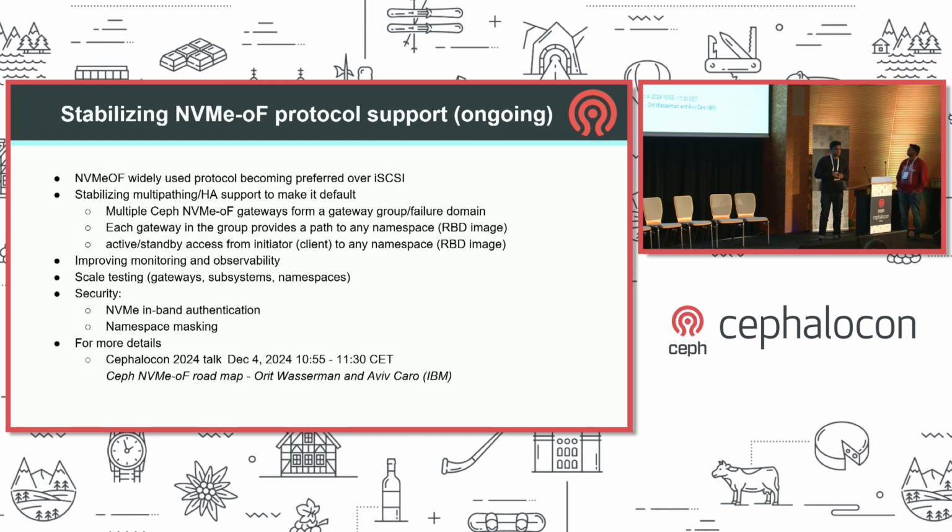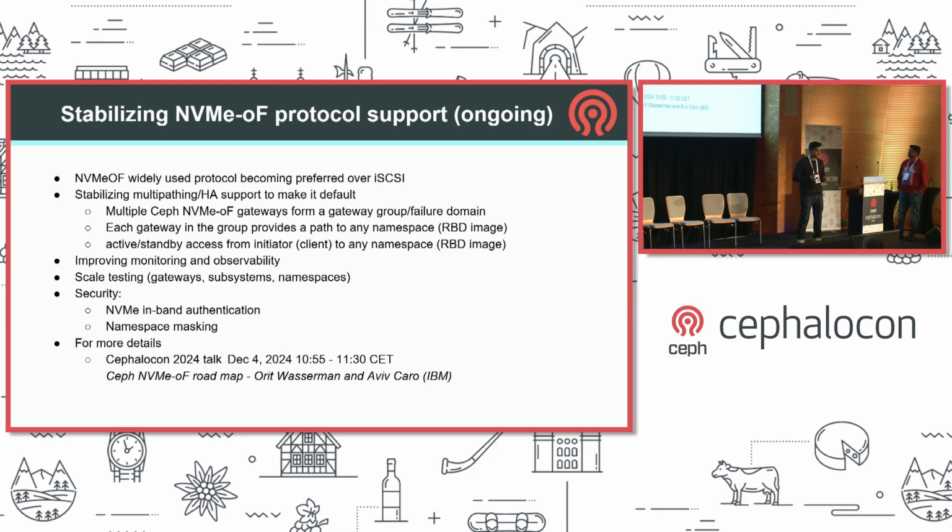And we want to improve the protocol support for RBD, the NVMe over Fabric protocol support. As you know, NVMe over Fabric protocol is becoming more preferred over iSCSI because of better performance numbers, higher throughput, lower latency, just a leaner protocol. So we want RBD to support it. There's a talk earlier today by Aviv and Orit about this. You can check out the recording once it's up, the roadmap.